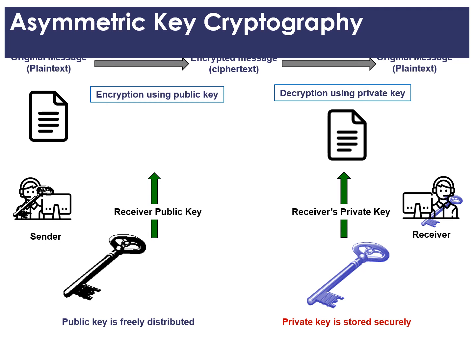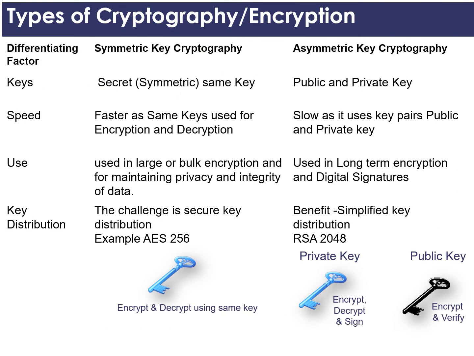Let's compare both types of cryptography. The first differentiating factor is the key used. In symmetric, as the name suggests, the same key is used for encryption and decryption, whereas in asymmetric key cryptography, key pairs are used, a public and a private key. The public key is used to encrypt the information and the private key is used to decrypt the information.